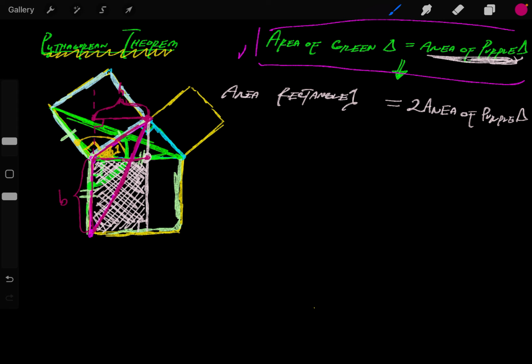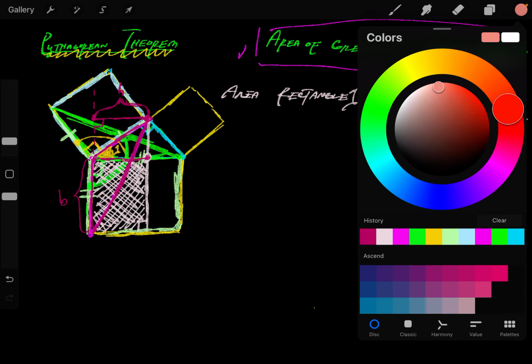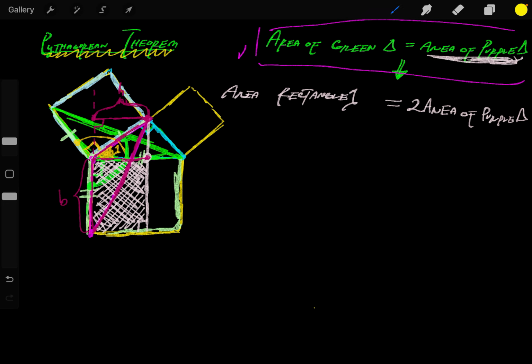Okay, so let's do it again in a different color, maybe a bright color. Let's look at this h again. And you see that this is the same as this. What's the area of this rectangle? b times h. The area of the triangle is b times h divided by 2. So 2 times the area of that purple triangle will be equal to the area of this rectangle. So now I've got this one. That's good.